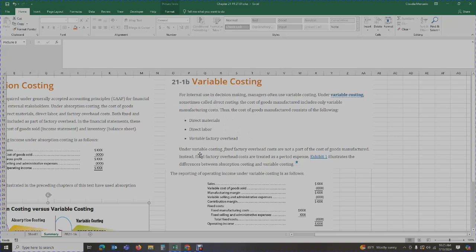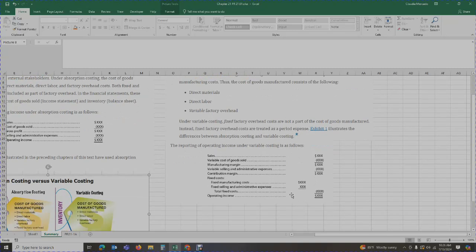Okay? Under variable costing, fixed factory overhead costs are not part of the cost of goods manufactured. Instead, fixed factory overhead costs are treated as period expenses. So under variable costing, any fixed factory overhead cost is treated as a period expense. Okay? And then they show you here an example of how to report the information in the income statement using the variable costing method. Okay, so you're going to begin once again with your sales.